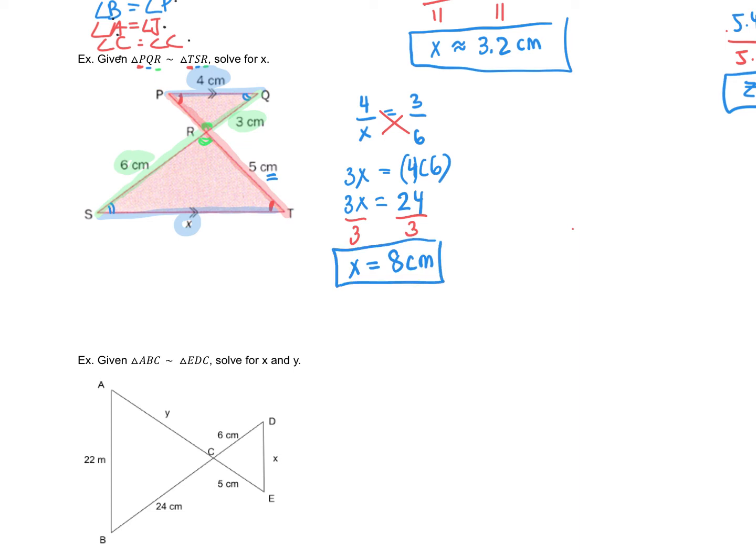And then you can do a logic check. I mean, we wanted the side length to be bigger than 4 because we're in the bigger triangle, and it is. If you were to do this and you'd get a smaller side length, that would be your clue that you messed up somewhere.